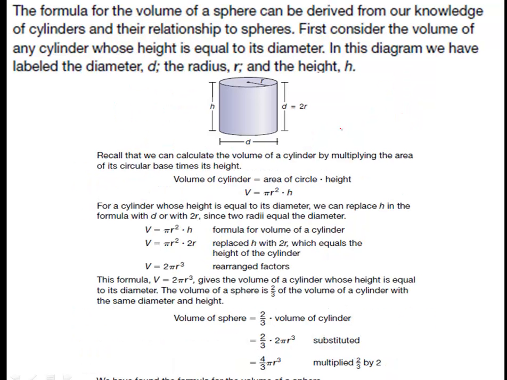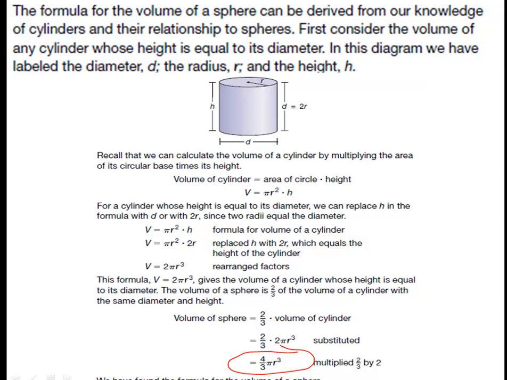This is going to be a very complicated explanation of how we come up with this, but the most important thing you get out of all of this is this formula right here: 4/3 times pi r cubed. That's what we use to find the volume of a sphere.